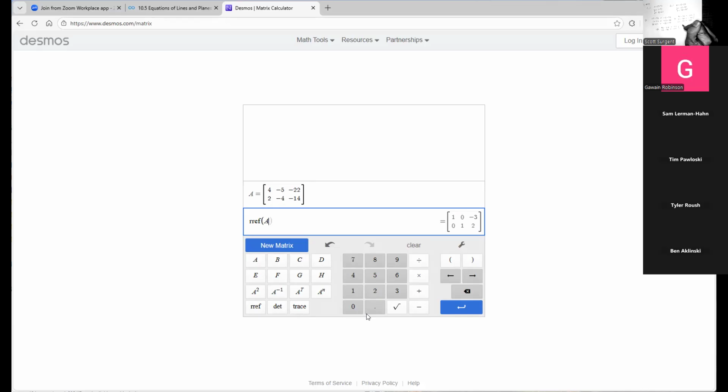So I've got a matrix that goes 1, 0, negative 3, 0, 1, 2. And what that implies is that this is S. So S is equal to negative 3, T equals 2. So I'll pause there. Did everybody catch what I did on that? That's how you solve a system quickly.